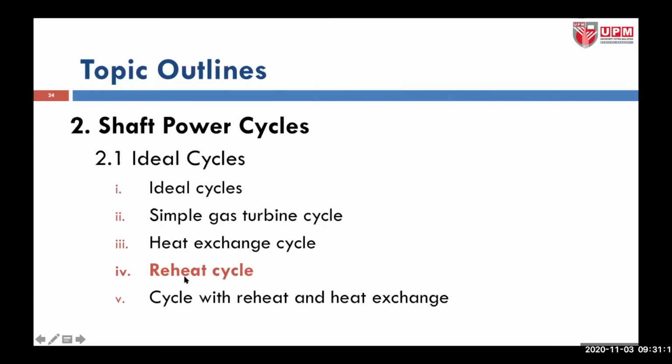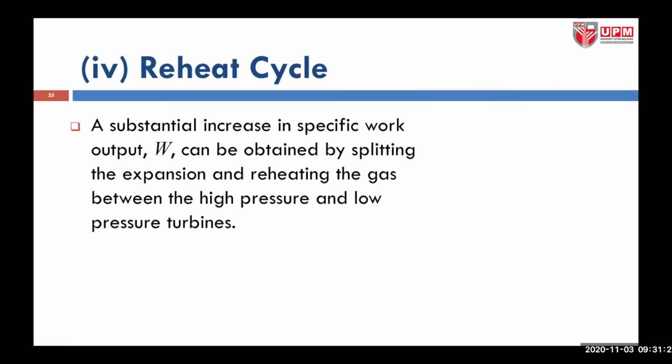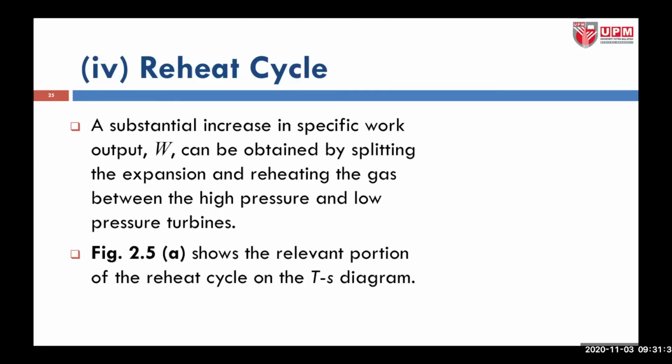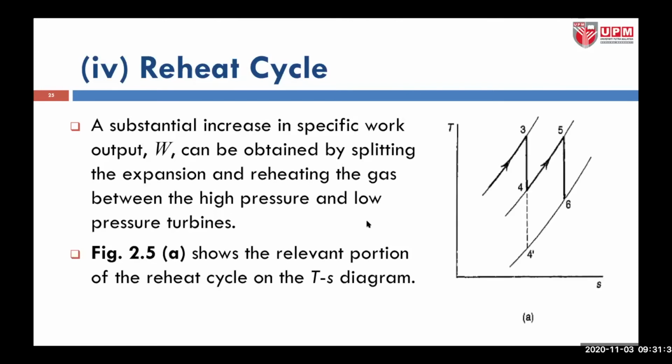Now, what happens if we introduce a reheat cycle? Another combustion chamber into the system. A substantial increase in specific work output, W, can be obtained by splitting the expansion and reheating the gas between the high pressure and low pressure turbine. And it's shown in this figure. So you have another peak here, where you burn the gas in another combustion chamber.